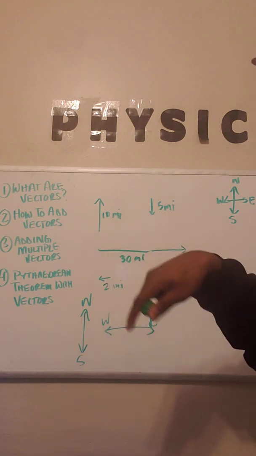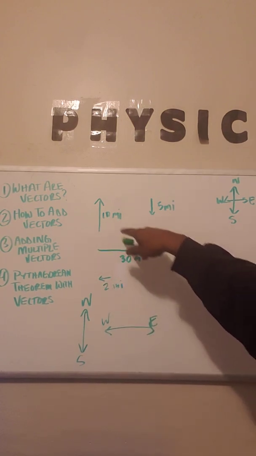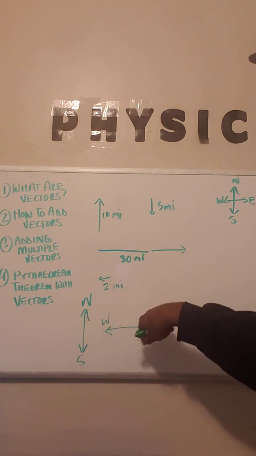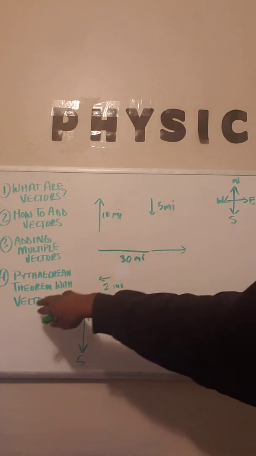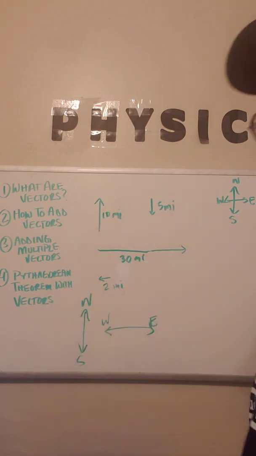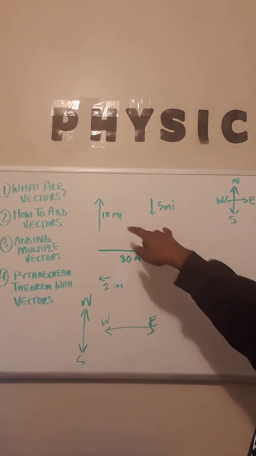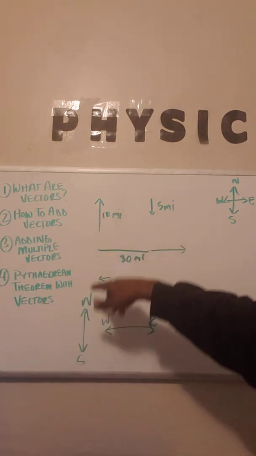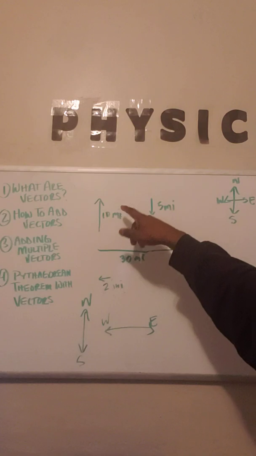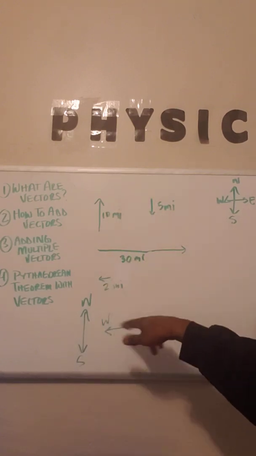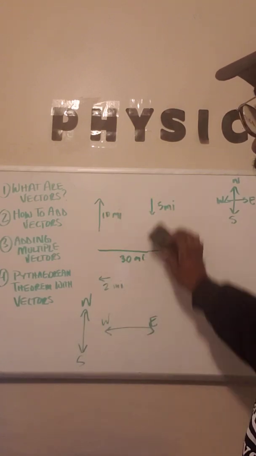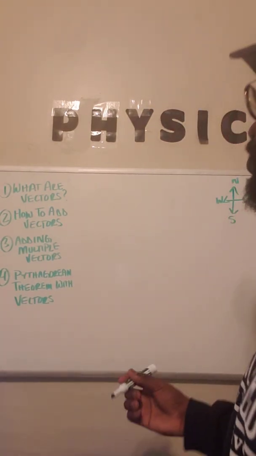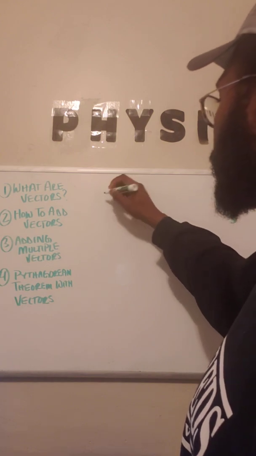I cannot add or subtract 10 miles and 30 miles because the 10 miles is in the north-south plane, the 30 miles is in the east-west plane. So I'm going to have to use Pythagorean Theorem for that, which we'll get to later. But all that is to say you can only add or subtract the vectors that are along the same plane. So they both have to be in the north-south plane or they both have to be in the east-west plane. Now let me draw up a couple vectors. I'm not going to write the magnitudes just because I want us to do a little bit of practice with this.